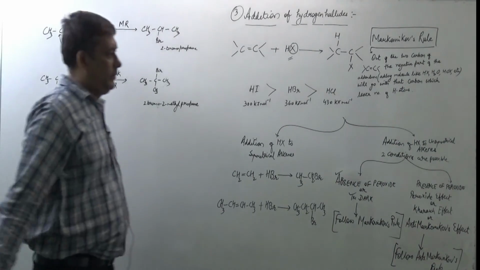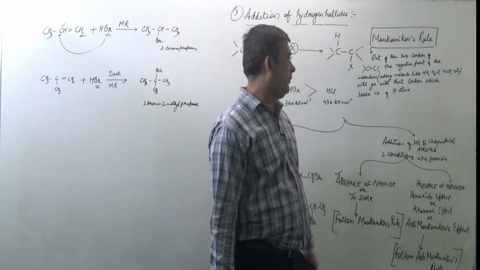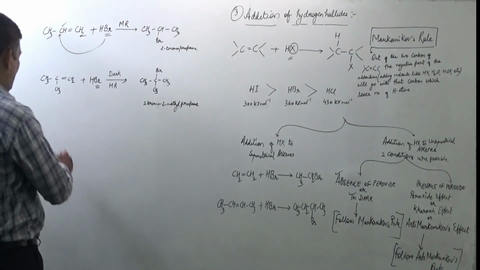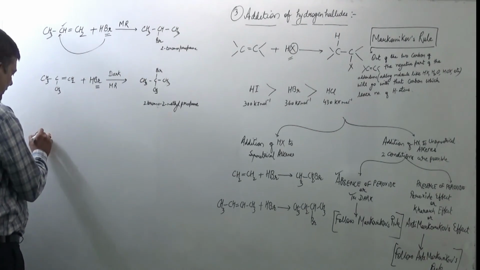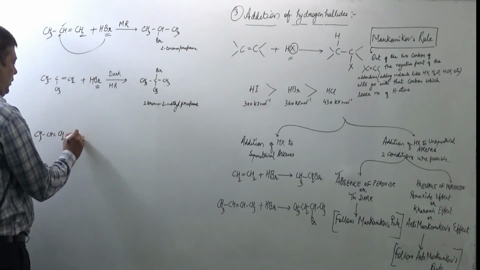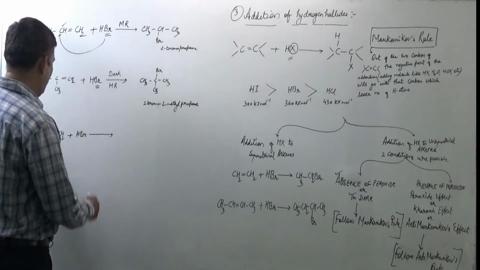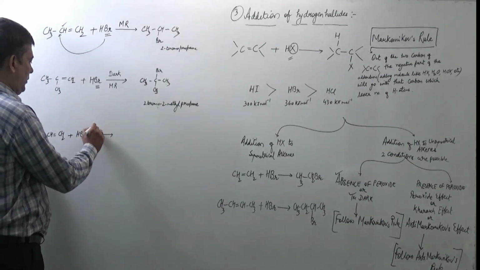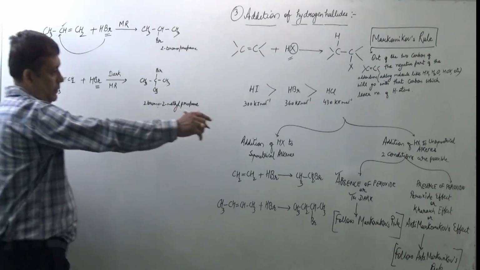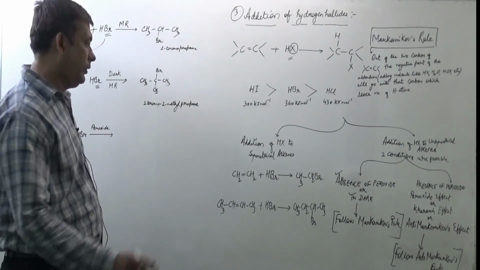Now let us consider this condition. We have to take unsymmetrical alkene, we have to take HX in the presence of peroxide. Now let us consider the same type of alkene, and let us say it is carried out in the presence of peroxide. Peroxide, let us say, is written here. So in this condition we have to follow anti-Markovnikov rule. We have to follow a rule opposite to that of Markovnikov rule.